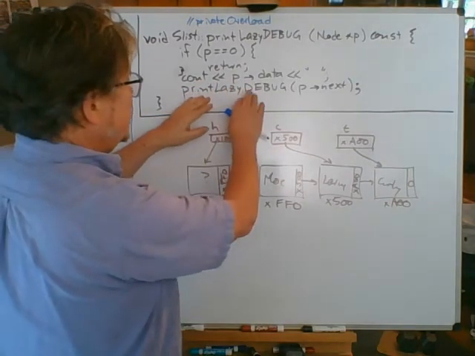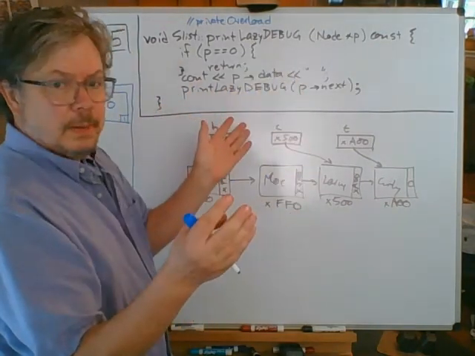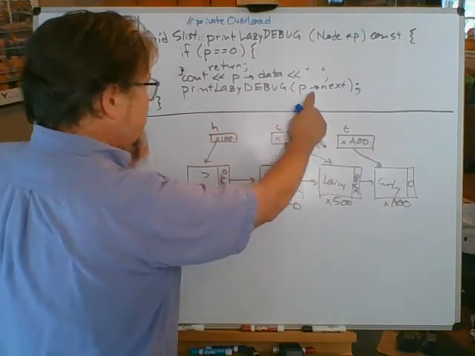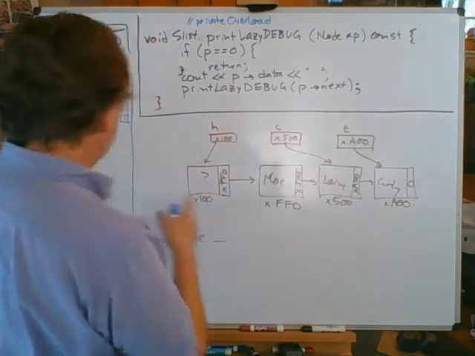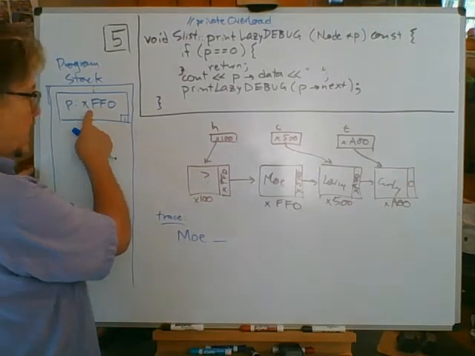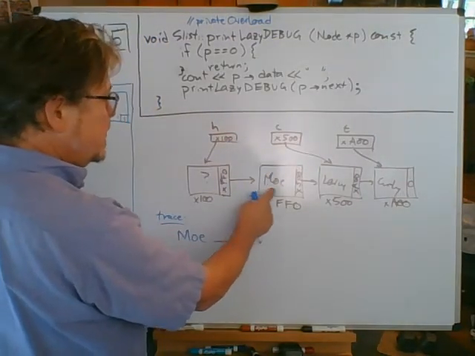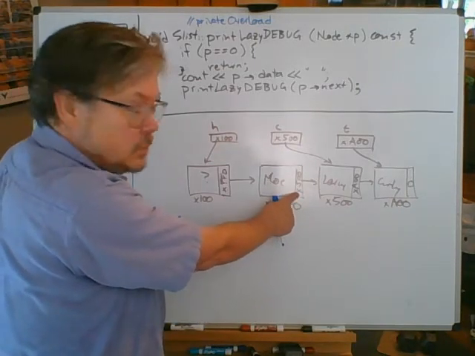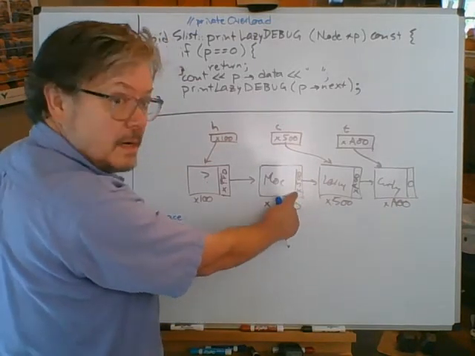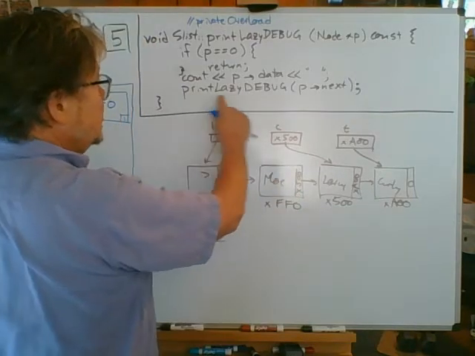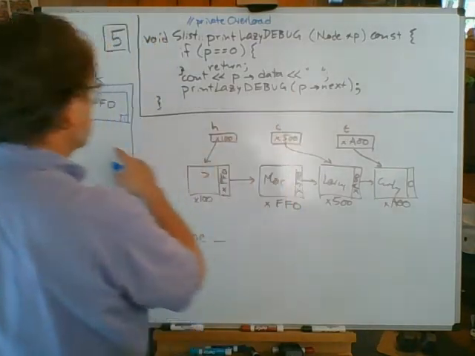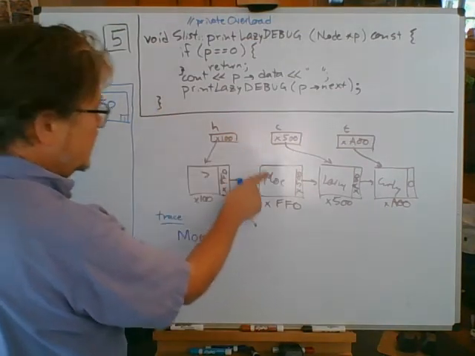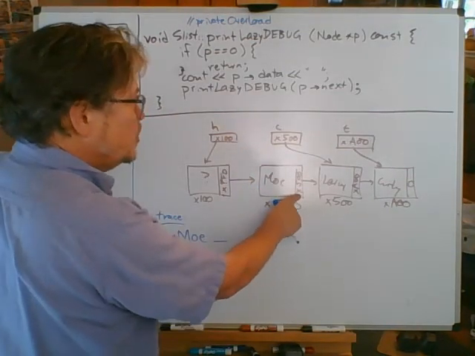Print lazy debug. Here we are just calling a function, as far as the compiler can tell. We're calling a function, and we're passing in the value of p arrow next. What is the value of p arrow next? Here's p. P arrow puts me here. Next has value hexadecimal 500, also known as the address of Larry. Let me do that again. We're passing in p arrow next as the parameter value. P is hexadecimal FF0, arrow next is hexadecimal 500.